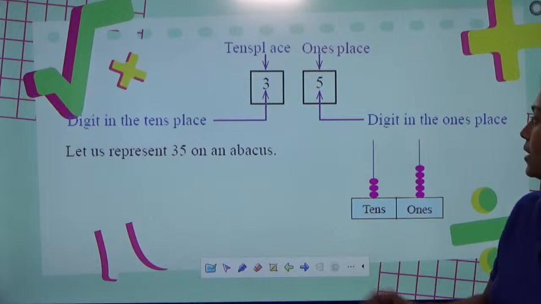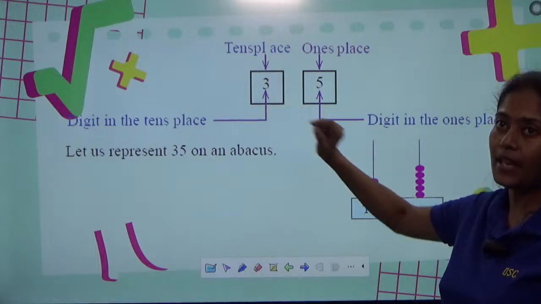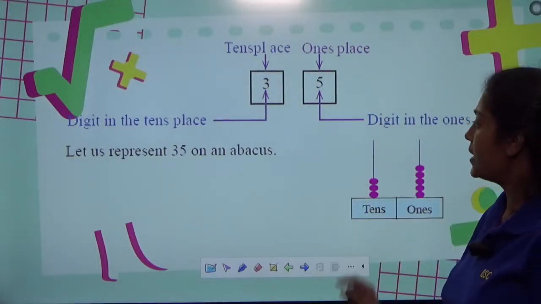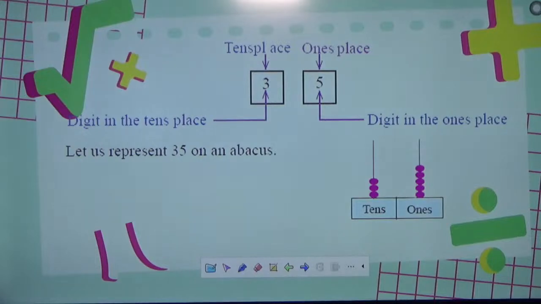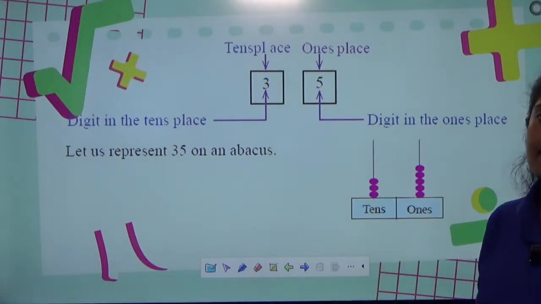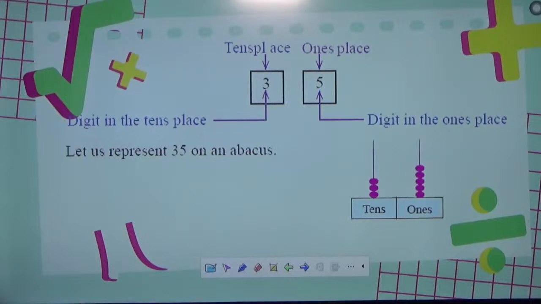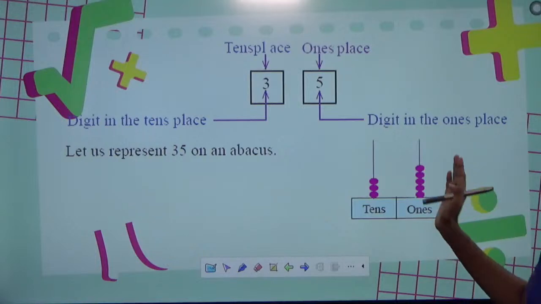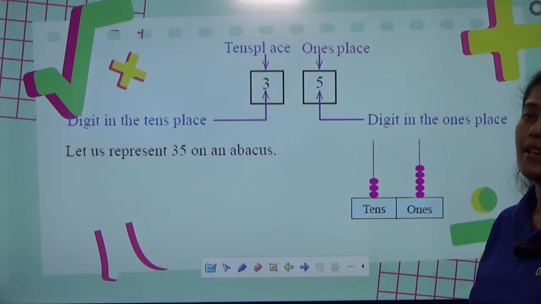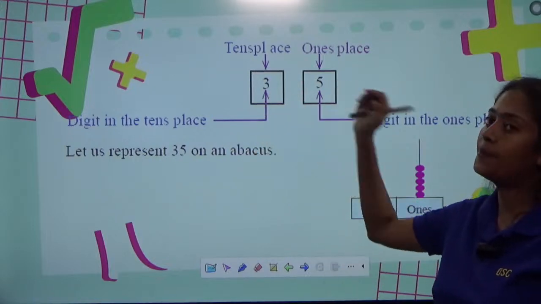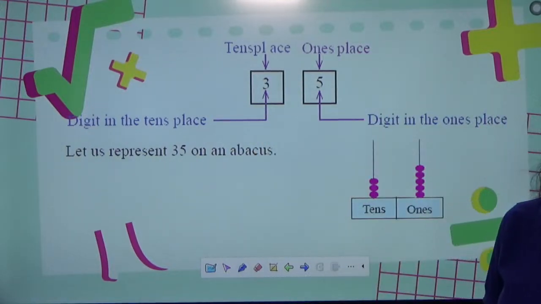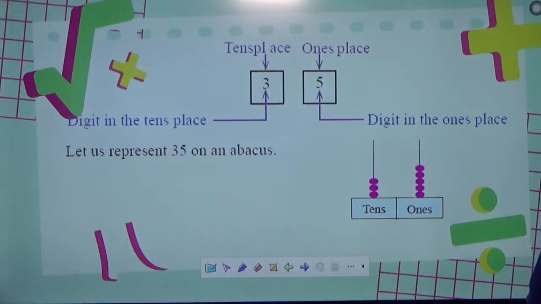Again I will explain. This is the ones place or unit place. Then this one we explain as tens place. The digit in the ones place or unit place is 5 and the digit in the tens place is 3. Then again you have to identify: the value of the digit in the ones place is 5 and the value of the digit in the tens place is 30. Right? Is that okay? Is that clear for you?